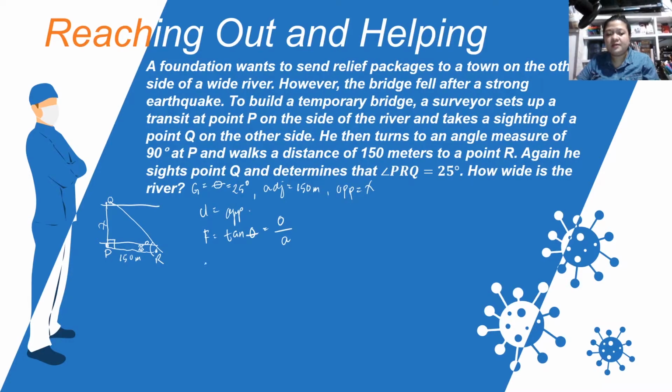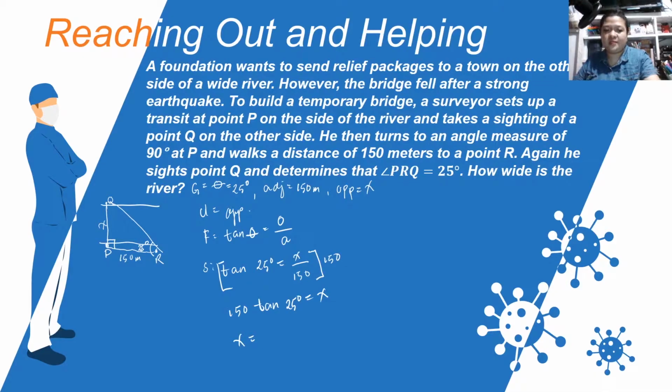Okay, now, simulan na natin mag-solve. So, tangent, alam natin na ang theta ay 25 degrees. At ang opposite side ay x, ang adjacent side ay 150. So, dahil si x ang hinahanap natin, kailangan natin i-isolate si x at i-multiply both sides by 150 para ito ay 150 times tangent 25 degrees equal to x. So, paano natin hahanapin ang value ni x?